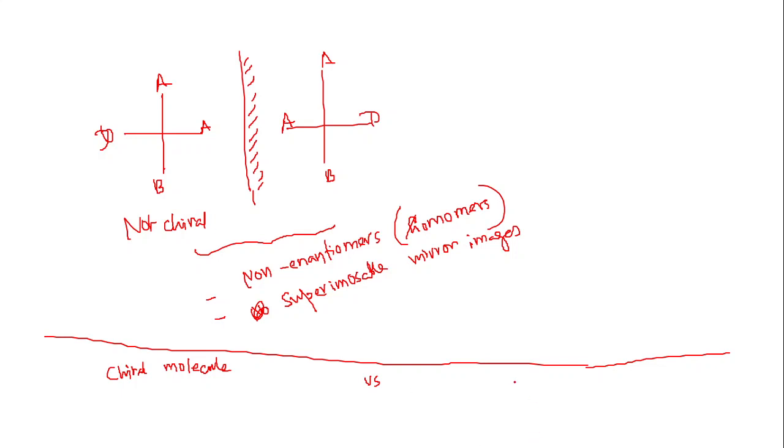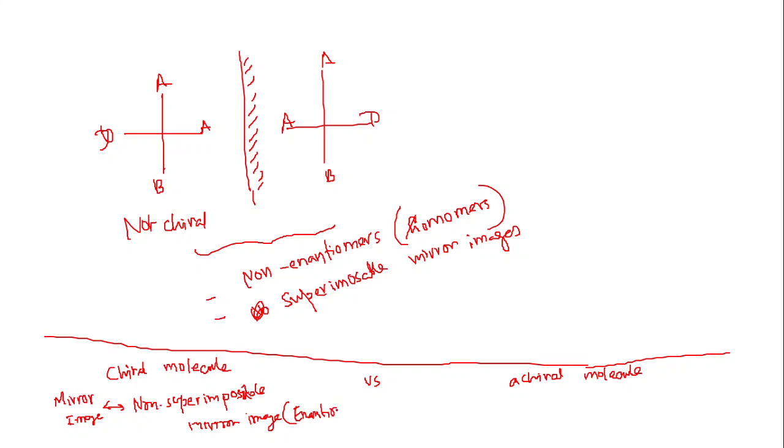versus a non-chiral or achiral molecule, this leads to its mirror image, a non-superimposable mirror image, or enantiomers, as opposed to here, its mirror image leads to a superimposable mirror image.